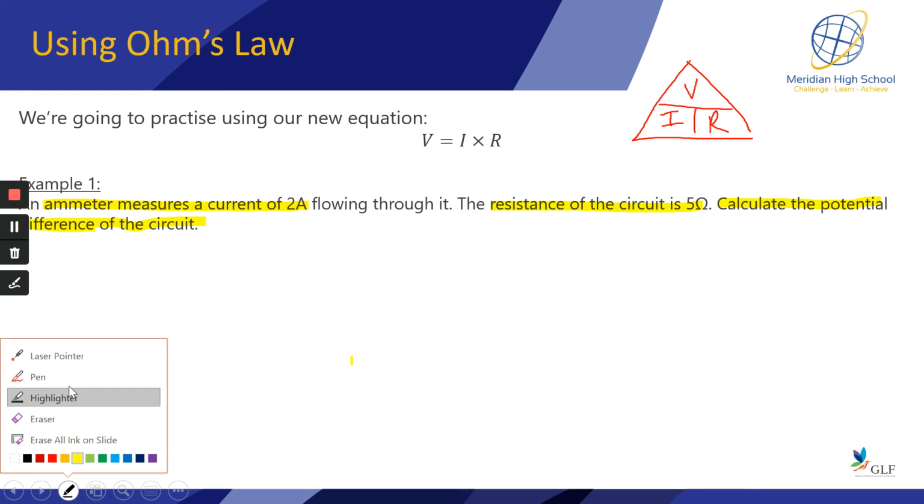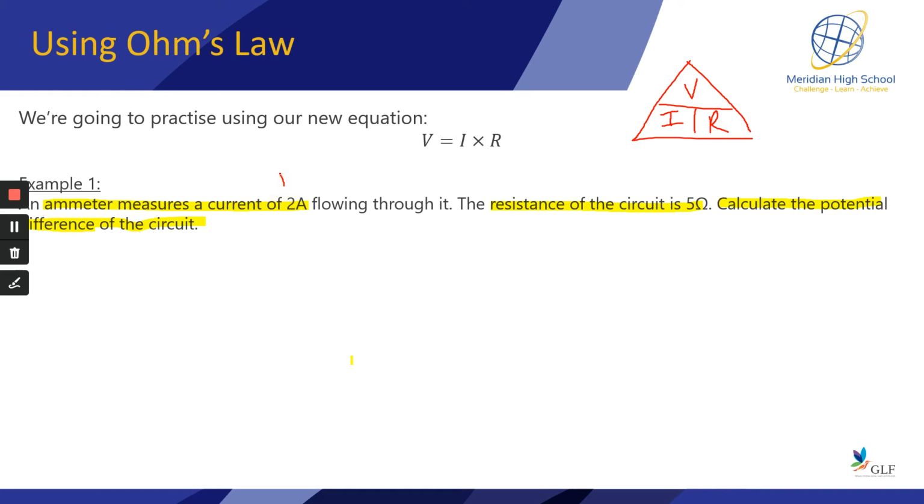So let's write that in terms of its lettering. We're just going to add this. This is our current: our current is I. Our resistance is R. Calculate the potential difference is V. So we now know V equals an unknown variable. It's asking us to calculate that. I is equal to 2, because we've highlighted that important information, 2 amps, and R is equal to 5 ohms.